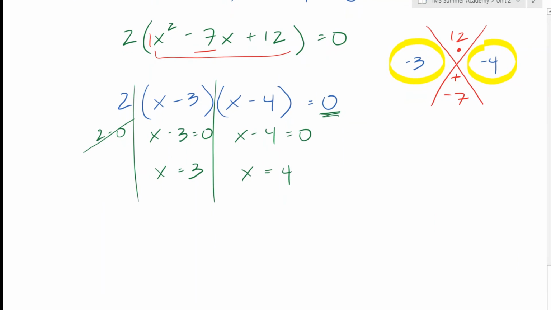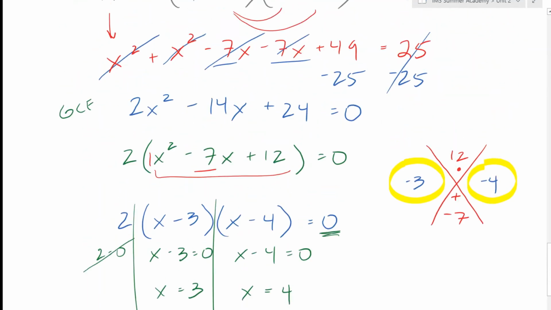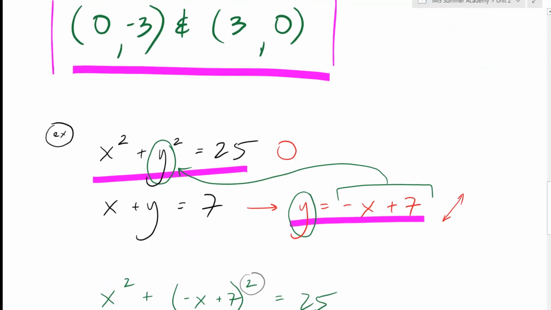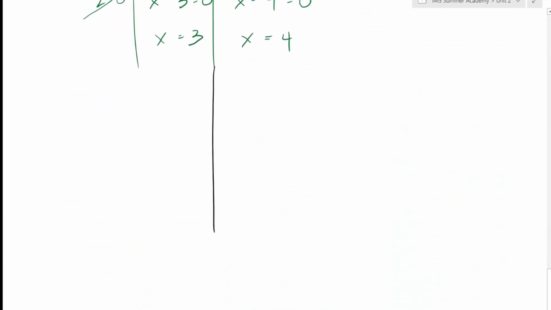But remember, we're not quite done. We need to take both of those x values and plug them back in and get the y values. And it's your choice. You can choose the circle or you can choose the line, but the line is always the easiest, the simplest equation. So I'll go ahead and use the line. So y equals negative x plus 7. So y equals negative 3 plus 7. That's me plugging in the 3. So y equals 4.